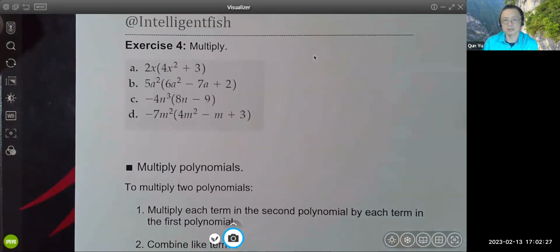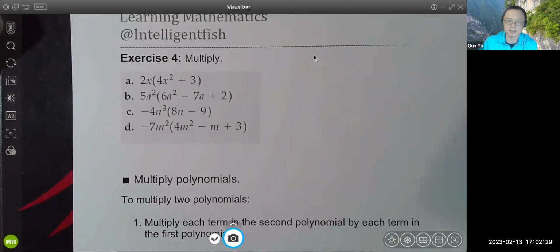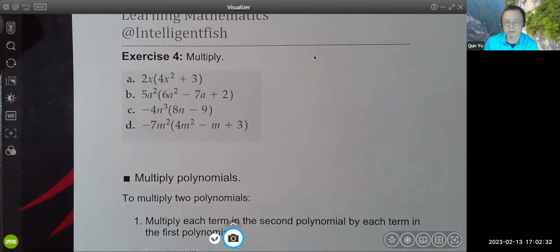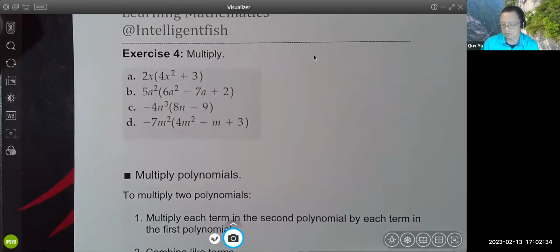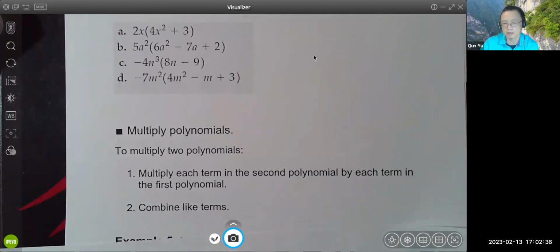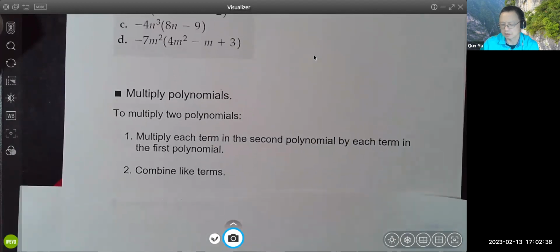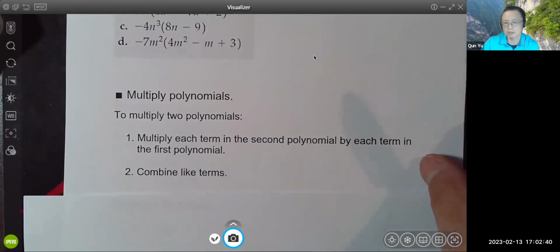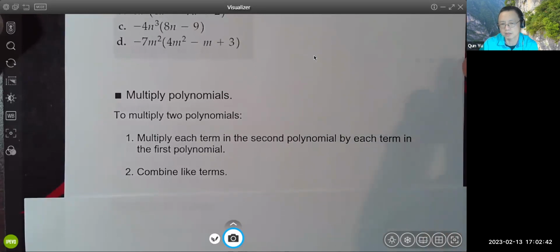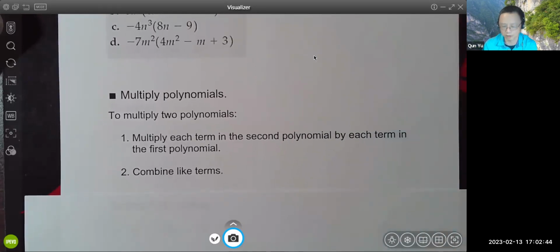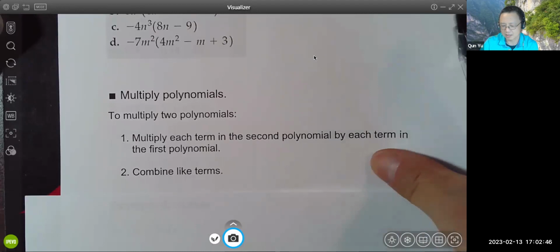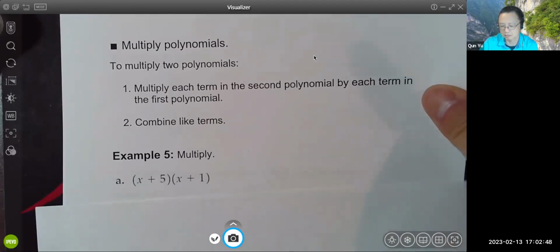Now your turn to do the exercise, monomial times polynomial. Now, finally, let's look at how to multiply two polynomials. Basically, the way you multiply two polynomials is also distribution. It's just more distribution. Now, let's look at the example to see how this works.